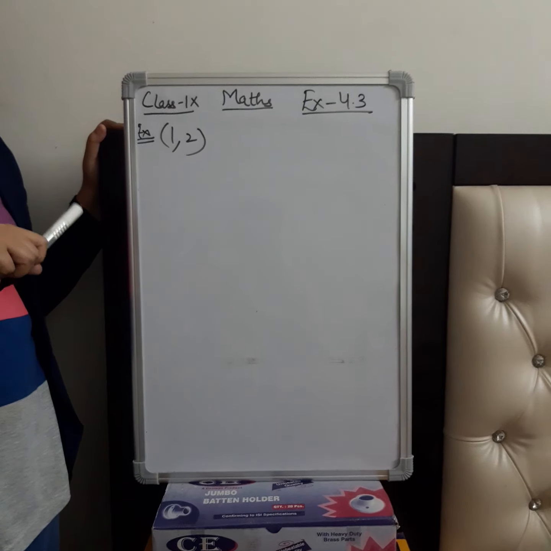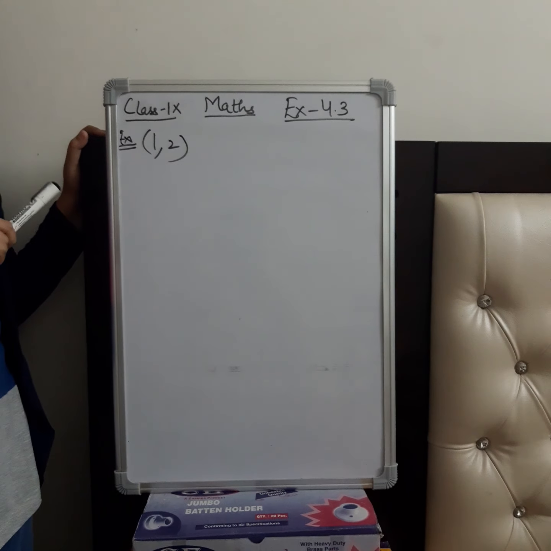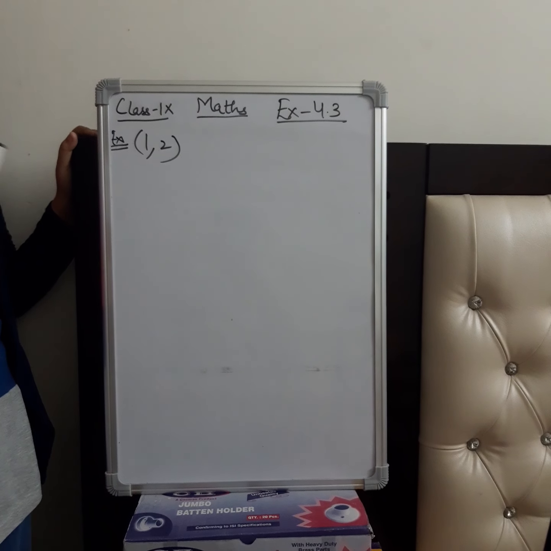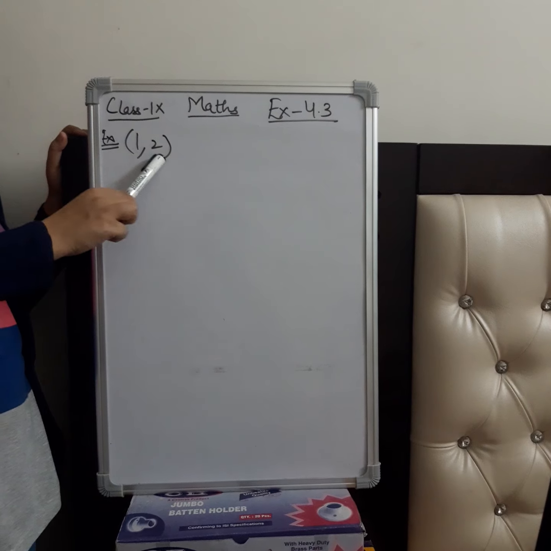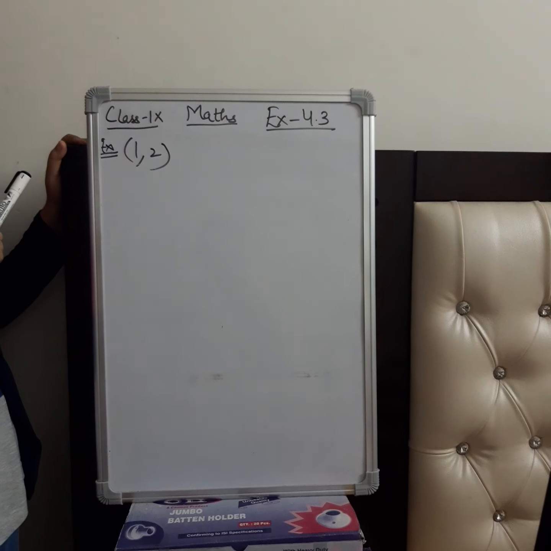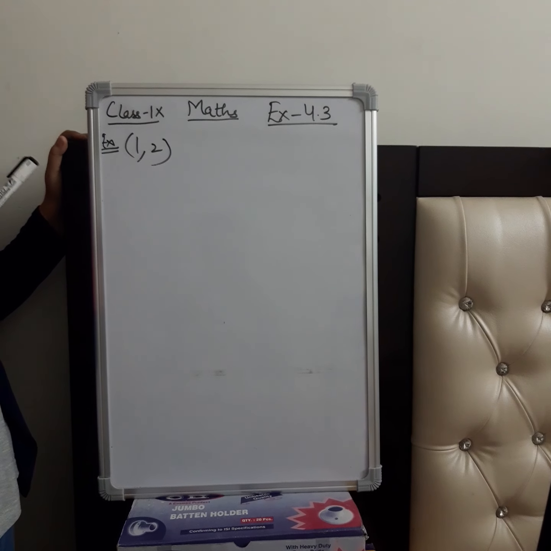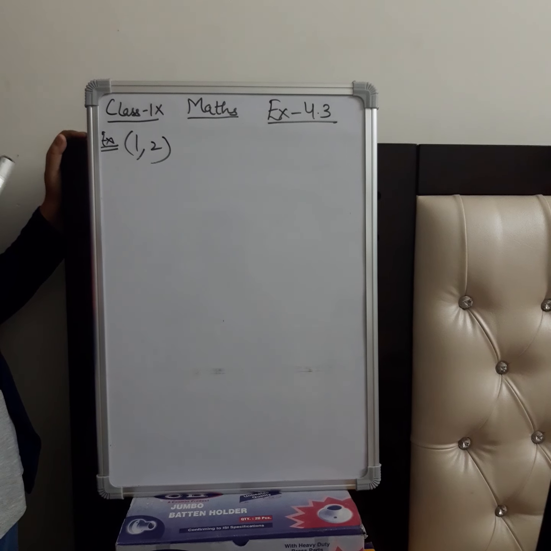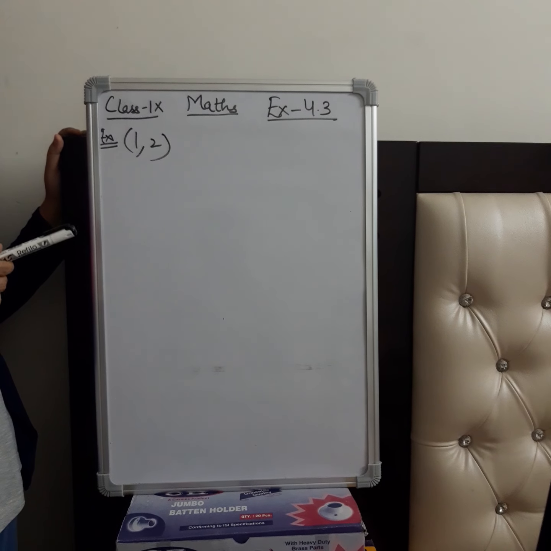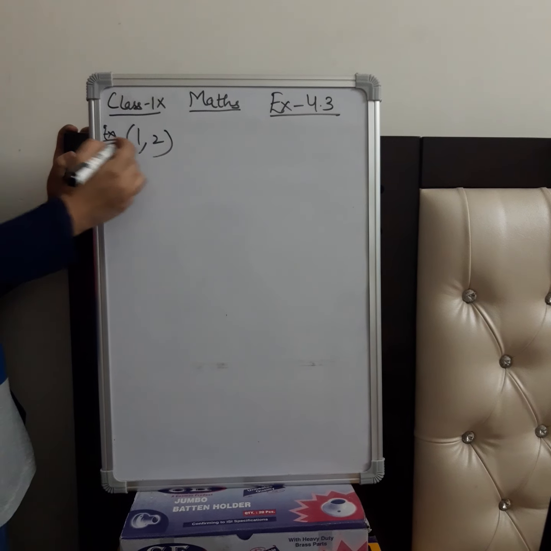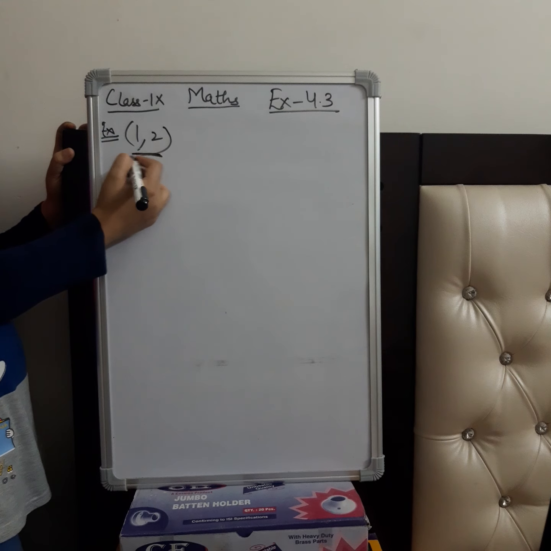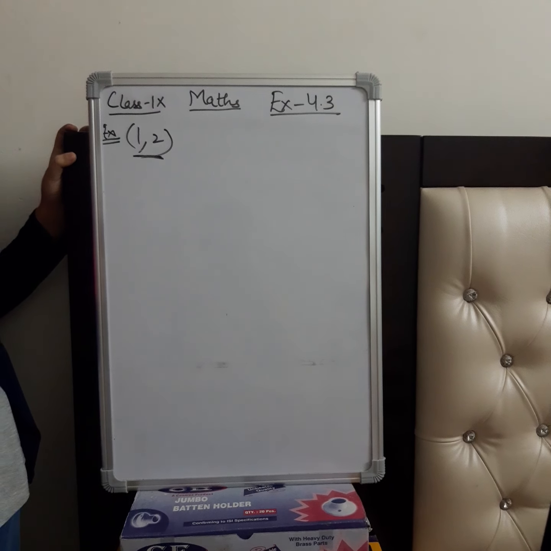Now one more example is there. One solution, or you can say one point is given, that the point is 1, 2. We have to tell on which line this point will lie, and then we have to tell how many such equations are there. That means you can say a solution is given and we have to find the equation.